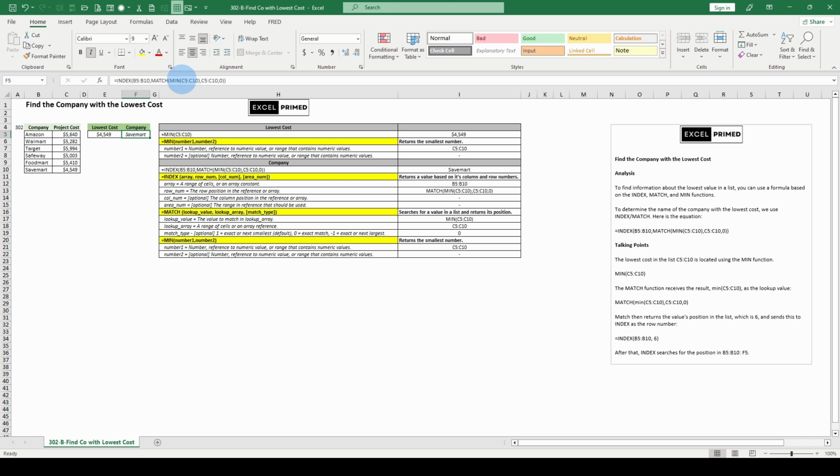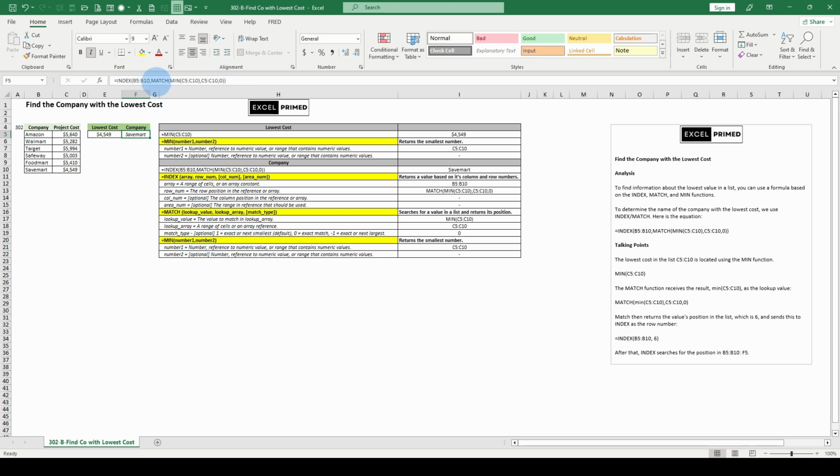You could, I think you can put equals 4549 inside here, inserting min, resolve that. C5 to C10, and then 0. What does 0 represent? Exact match.